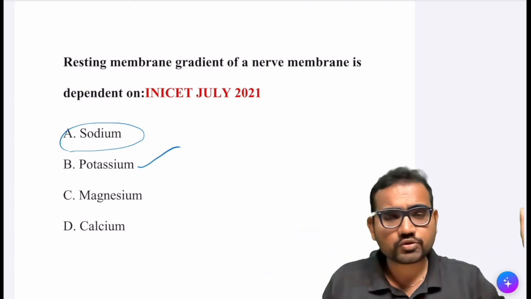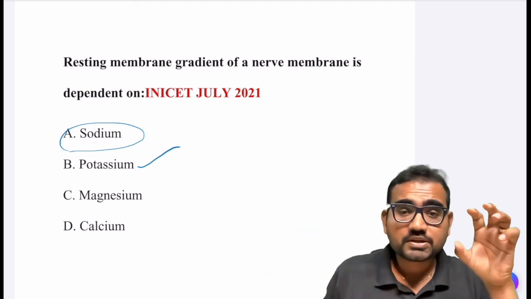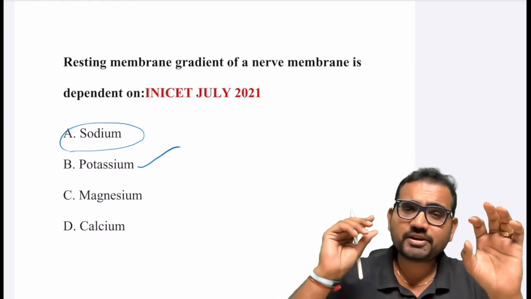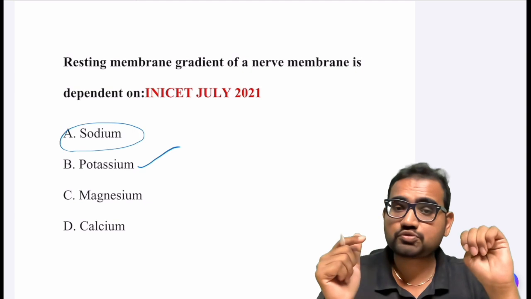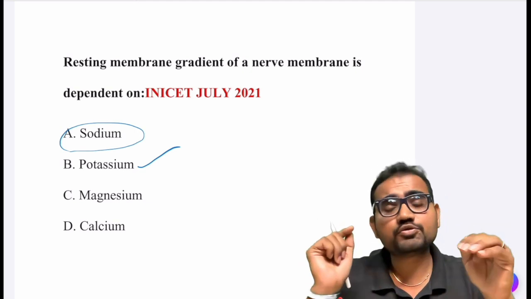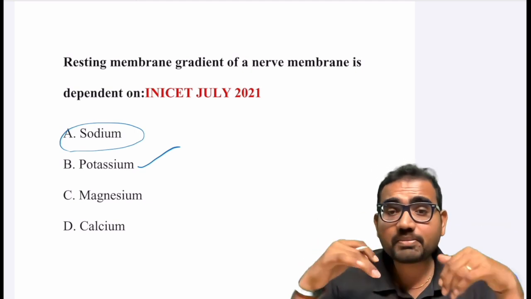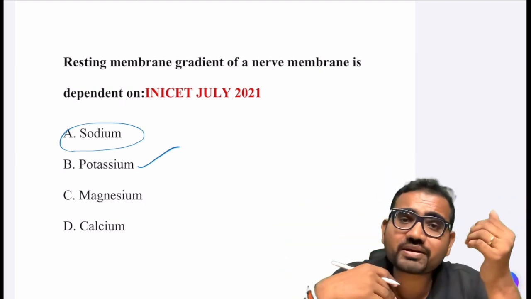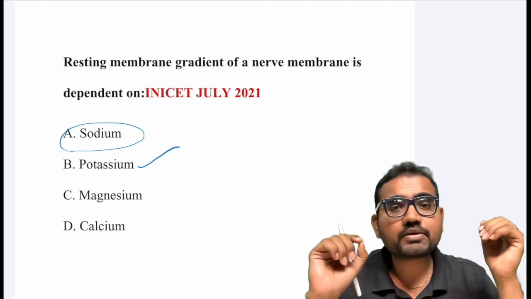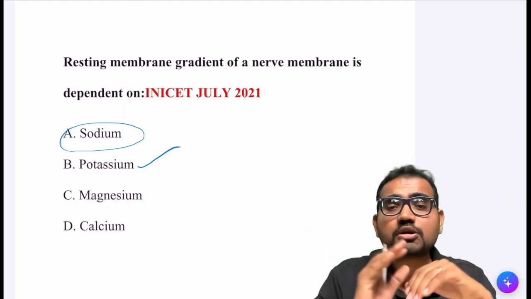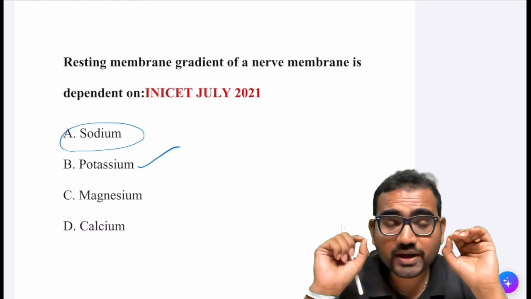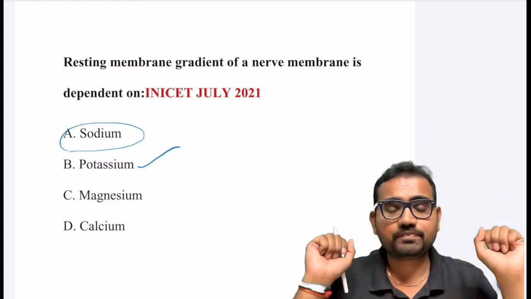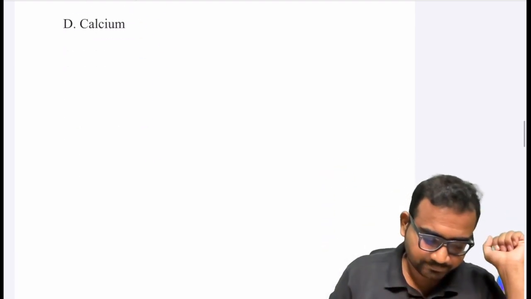and through the leaky sodium channels, sodium comes in. But the sodium coming in diffuses very little compared to the potassium. So potassium diffuses much faster and more rapidly compared to the sodium. That is why even after the diffusion of the sodium, the resting membrane potential of a nerve does not become more positive, because the potassium moves out rapidly out of the cell. So the resting membrane gradient of the nerve membrane is totally dependent upon potassium. Why I marked sodium at the first instance is that most students get confused and mark sodium. It is not sodium, it is potassium.